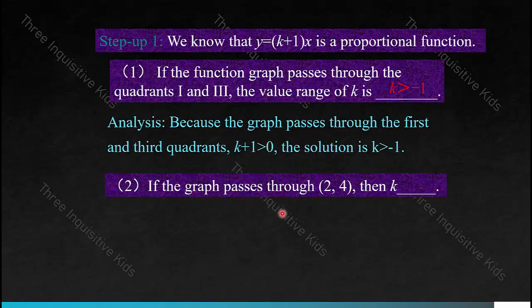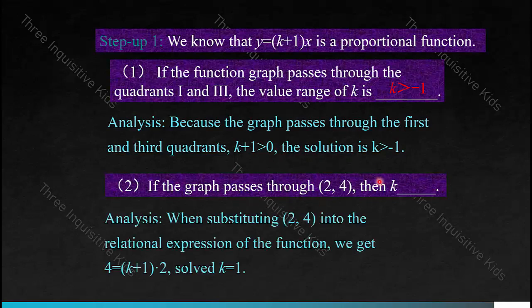If the graph passes through this point right here, then k has to be equal to 1. Because when we substitute (2, 4), this coordinate pair, into the relational expression of this function, we are technically solving for k. And solved, k is equal to 1. So 1 is the answer to the second question.